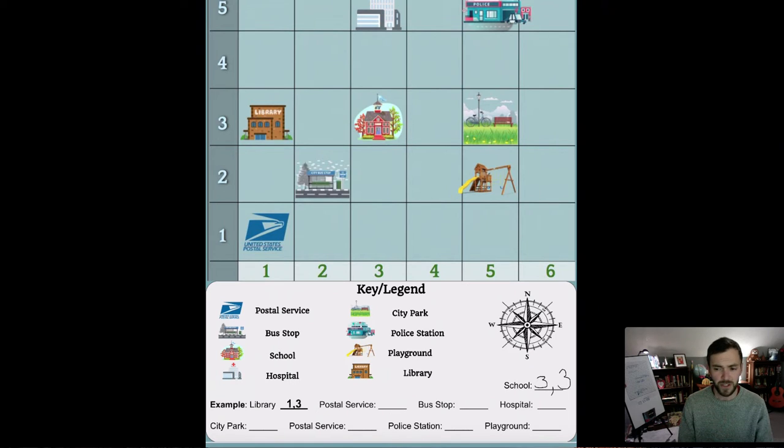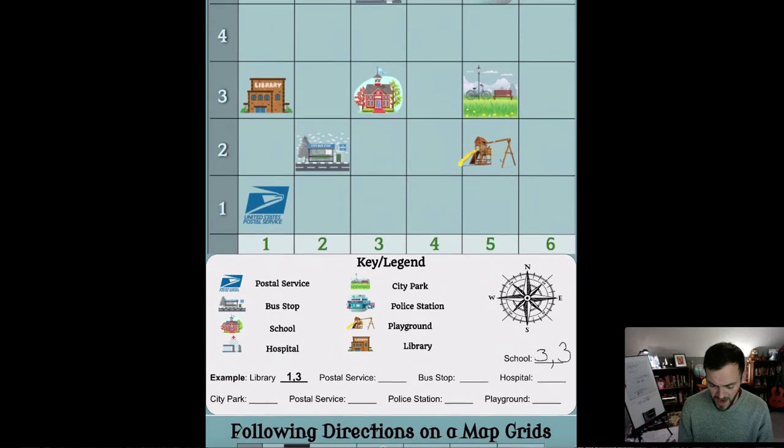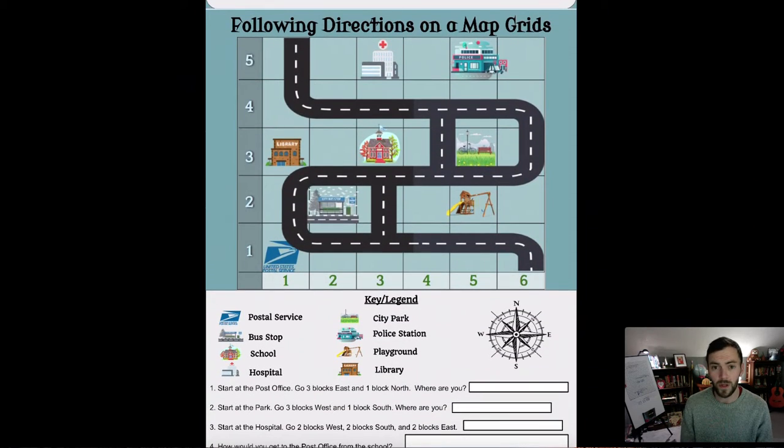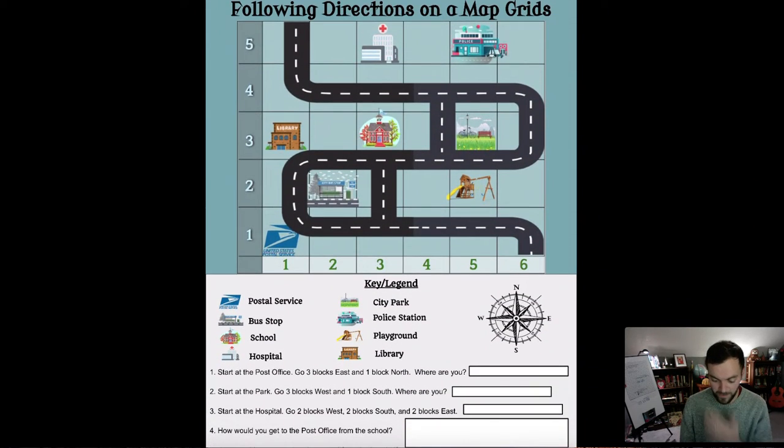It's just an example. You'll go ahead and finish up this work on your own. And we have got a couple other pretty cool things for you to practice here as well. In this work, you're going to follow directions. You'll start with a location, for example, the post office. Post office is right here. And I give you a couple directions.